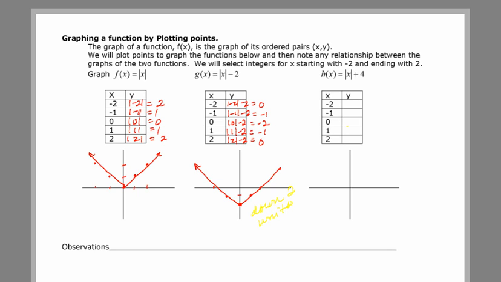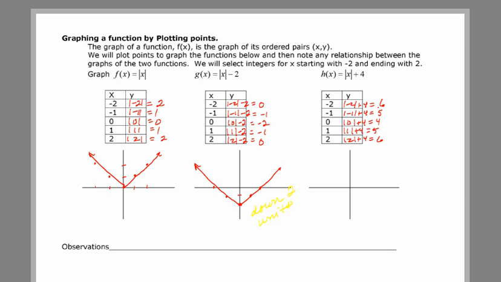What do you expect to happen for the next one, which is going to be the absolute value of x plus 4? Well, the minus 2 went down 2 units, so I would assume the plus 4 is going to go up 4 units. But let's go ahead and plot the points and see how that works. So putting in a -2, absolute value of -2 plus 4 will be 6. Absolute value of -1 plus 4 will be 5. Absolute value of 0 plus 4 is 4. Absolute value of 1 plus 4 is 5. And absolute value of 2 plus 4 is 6.